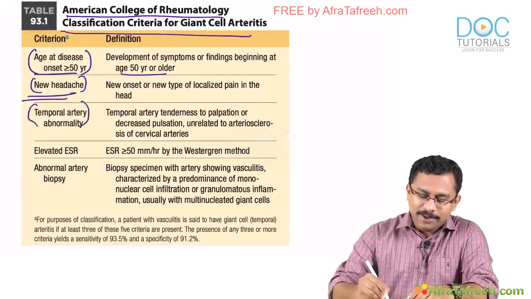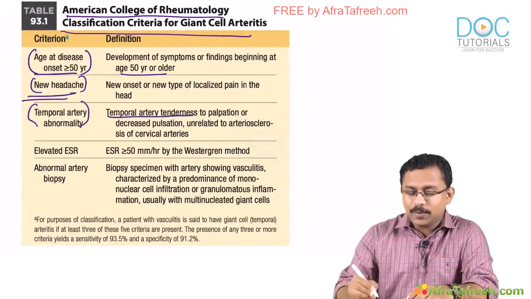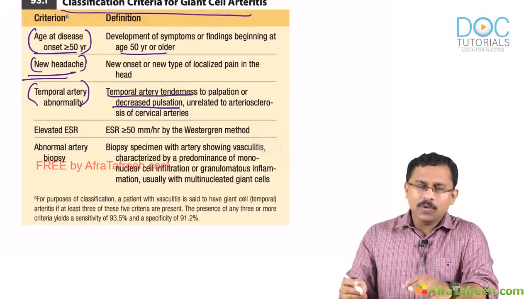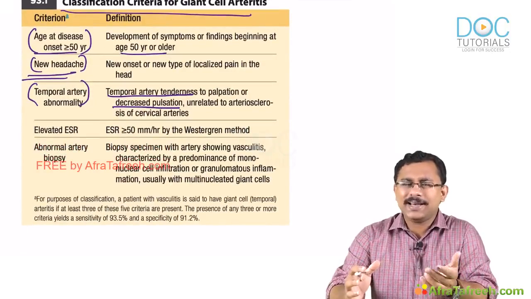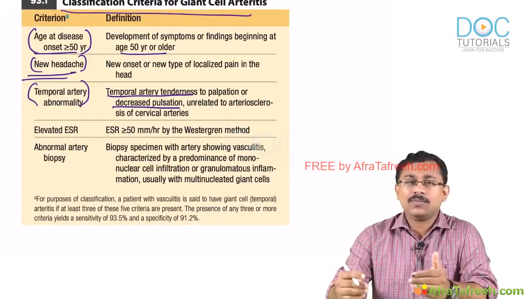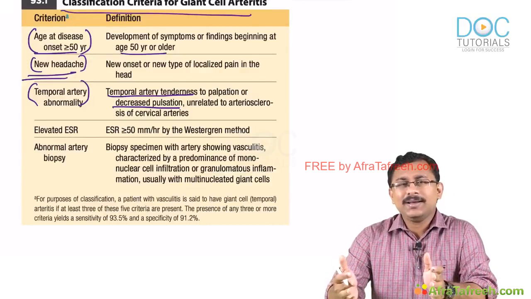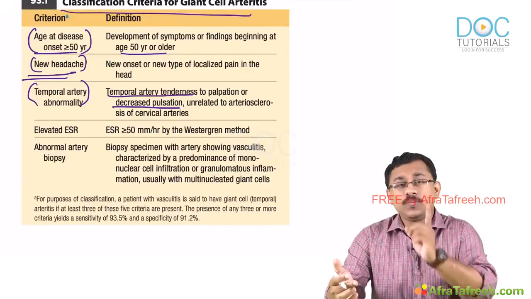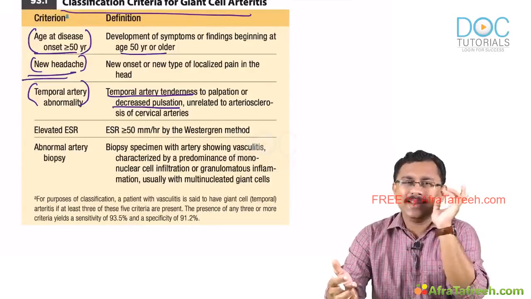Temporal artery abnormality: yes, you can have a tender temporal artery with decreased pulsations. If you ask me the most common vessel involved, it is the superficial temporal artery. Then if you ask about the intracranial vessels, remember that the intracranial vessels are less often involved compared to the extracranial vessels. Your superficial temporal artery is an extracranial vessel.